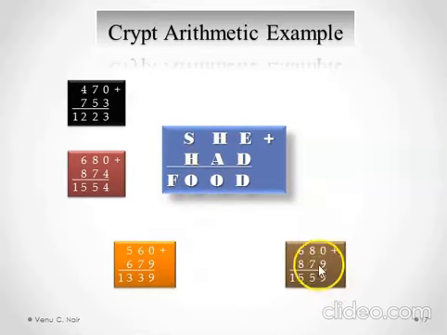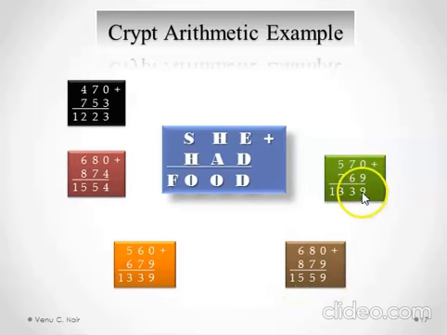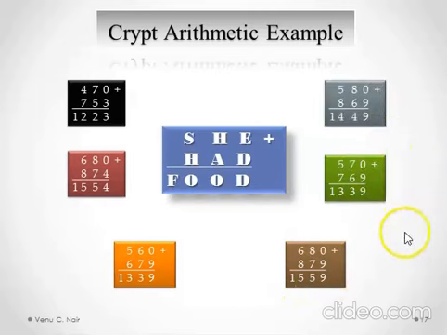9 plus 0 is 9. 8 plus 7 is 15. Carry 1. 1 plus 6, 7 plus 8, 15. The problem is solved in this case also. This is another example. This is yet another example, and this continues. This is not a good practice to have different solutions for the same problem. So we have to reduce the number of solutions.